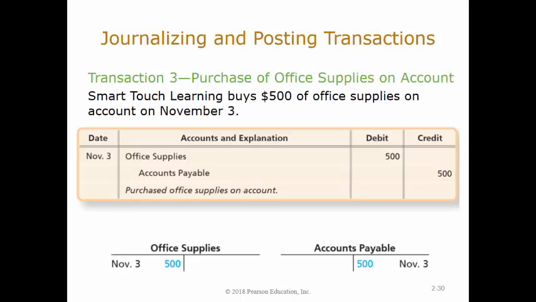In Transaction 3, Smart Touch Learning buys $500 of office supplies on account. The supplies will benefit the company in future periods, so they are an asset until they are used. The two accounts involved are office supplies, an asset, and accounts payable, a liability. Office supplies increase with a debit and accounts payable increase with a credit.